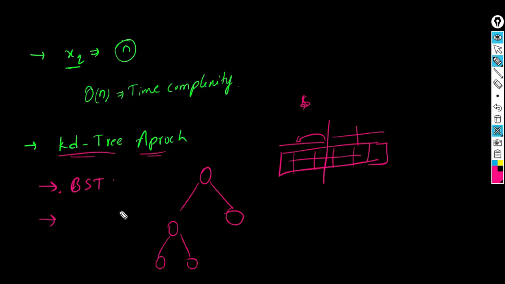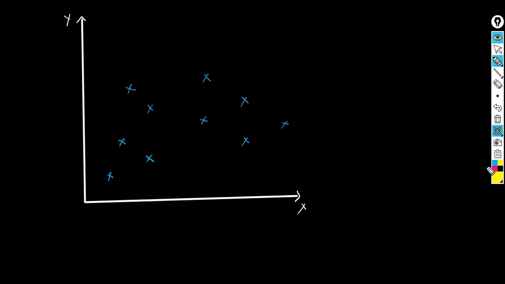Let us see some visualization, some intuition about the KD tree approach to get more understanding. Let us consider these are the data points in the 2D space, with x-axis and y-axis. And the number of points here, let's consider 1, 2, 3, 4, 5, 6, 7, 8, 9, 10 points are there.